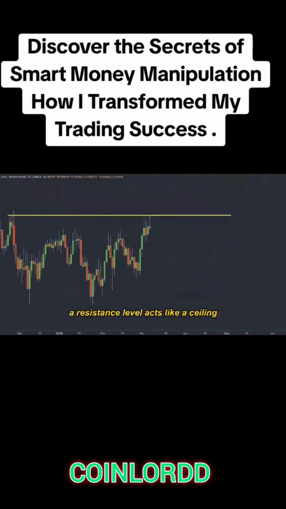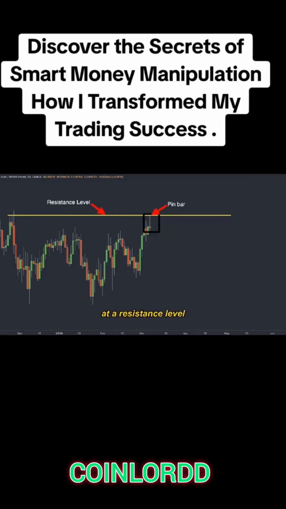A resistance level acts like a ceiling that the price struggles to break above. When the price approaches these levels, you often see some telltale signs that a reversal might be near. Let's go through a few key examples. First up, a quick mention of the bearish pin bar. Remember from our discussion on support levels that a pin bar shows a rejection of higher prices.